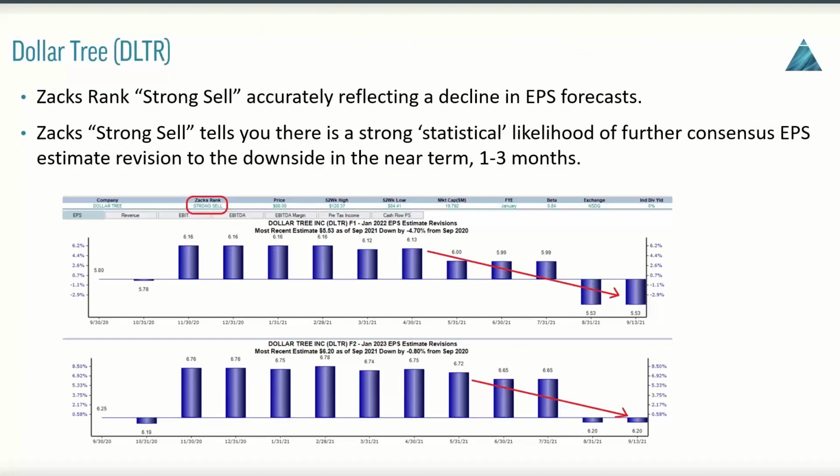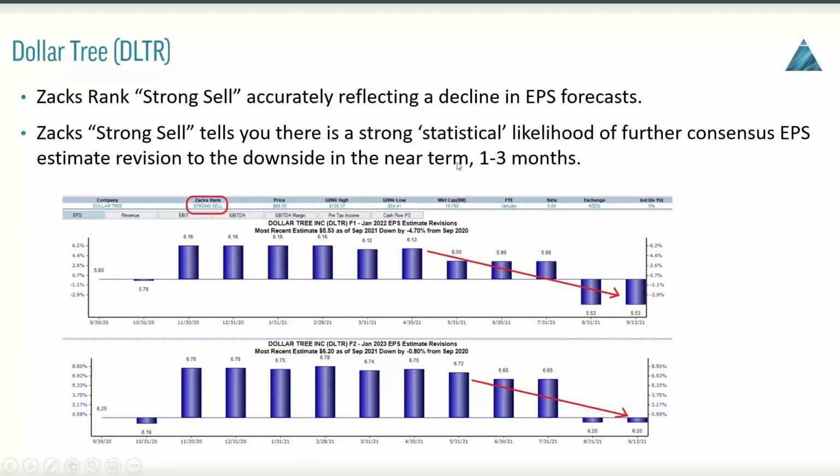So the next stock we're going to talk about is Dollar Tree, right? We're going to do a complete 180 and talk about a company that has absolutely nothing to do with semiconductors. Dollar Tree, discount retailer. Zacks Rank strong sell, right? It's accurately reflecting a decline in those EPS forecasts. You can see that's on the decline.